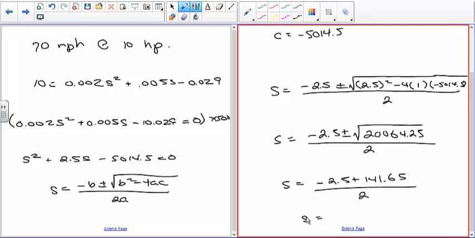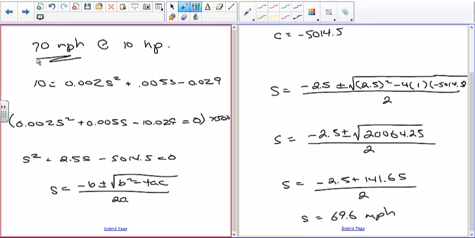So 141.65 minus 2.5 divided by 2 is 69.6. So that's pretty close, miles per hour. Close to what I got from the graph. So that's the analytical solution.